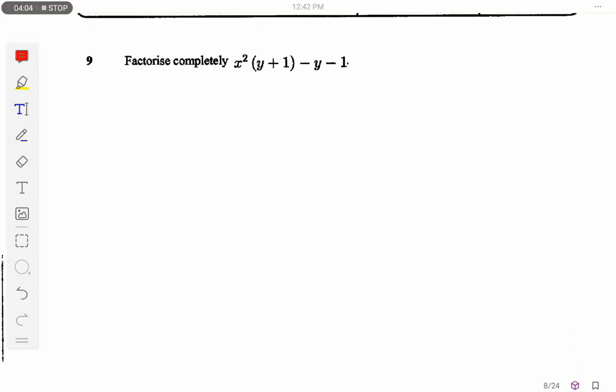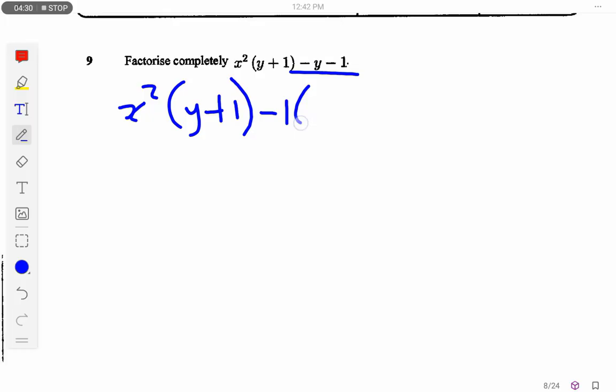Factorize completely this expression. They have removed a common factor here already for us. So we can now also find a common factor for the next group there. Basically we have x squared bracket y plus 1, like that. Then for this one, I have a common factor of minus 1 there. Then I'll remain with y plus 1, like that.